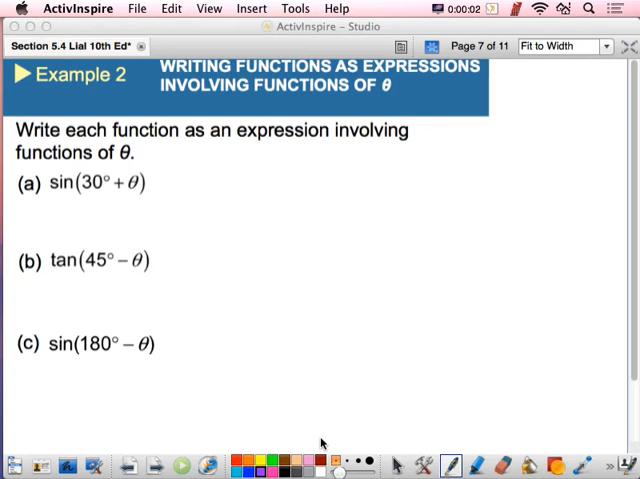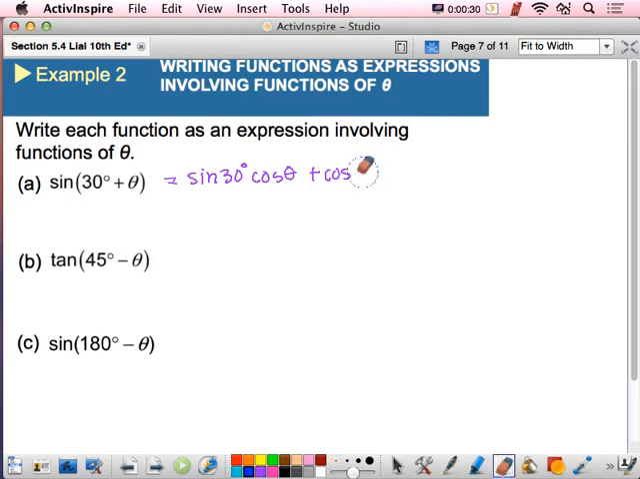For example 2, we are going to write each function as an expression involving functions of theta. So we're going to start with sine of 30 degrees plus theta. We're going to use the sine of a plus b formula to expand that out to equal the sine of 30 degrees multiplied by the cosine of theta plus the cosine of 30 degrees multiplied by the sine of theta.